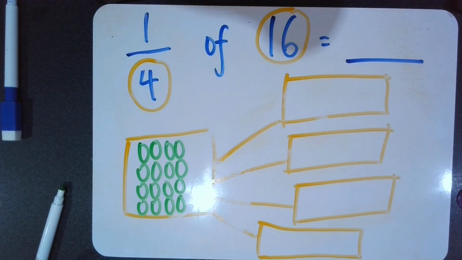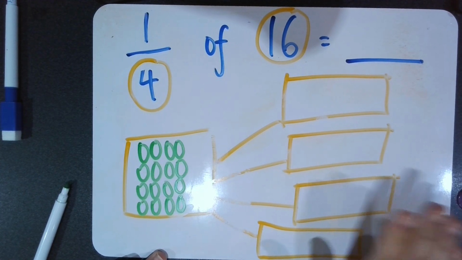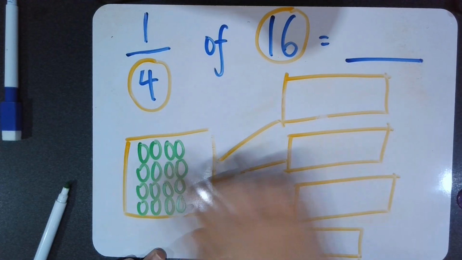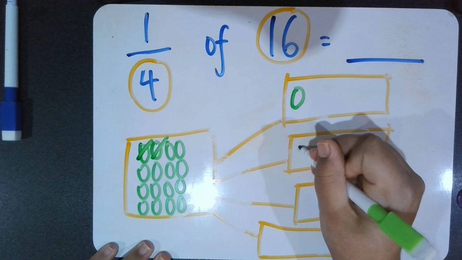Okay, next step, I need to share out 16 between my 4 parts. Remember the way I like to do it? Cross, add. Cross, add. Let's start. Cross it, add it. Cross it, add it.